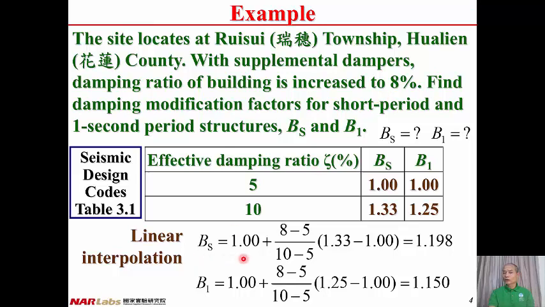BS equal to 1.00 plus (8 minus 5) divided by (10 minus 5) times (1.33 minus 1.00) equal to 1.198. And B1 equal to 1.00 plus (8 minus 5) divided by (10 minus 5) times (1.25 minus 1.00) equal to 1.150. So that we can have the damping modification factors for the structure with damping ratio 8%.